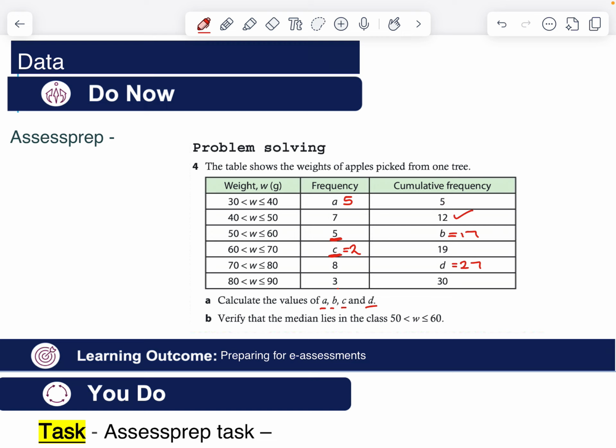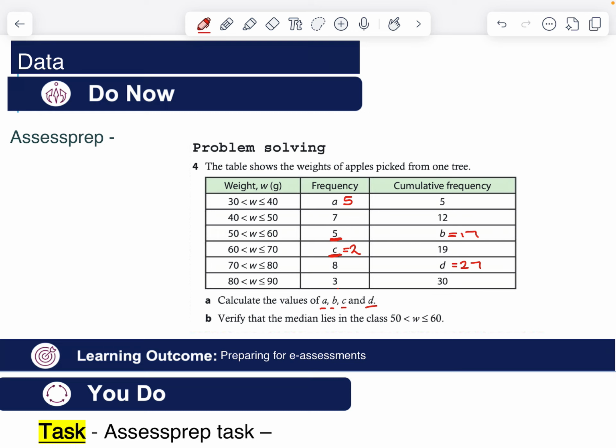Okay, so when we're doing cumulative frequency, you're basically just adding your frequencies together from the beginning. So the first one would be 5, and then 5 plus 7 is 12, 12 plus 5 is 17, 17 plus 2 is 19, 19 plus 8 is 27, 27 plus 3 is 30. So that's the first thing just to remind ourselves of.